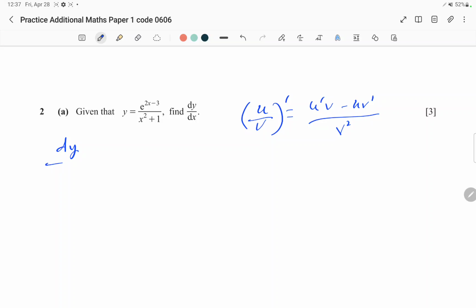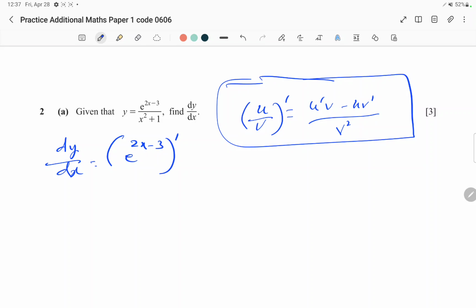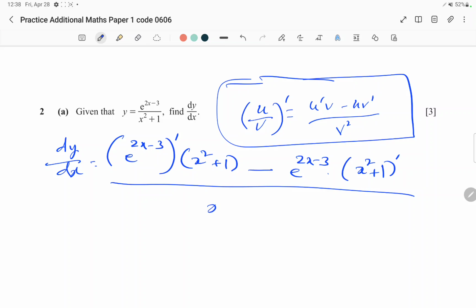Now here we will apply dy over dx. It means e to the power 2x minus 3. Now I'm writing in terms of dash, using it as the symbol for differentiation. So e to the power 2x minus 3 dash, and then x squared plus 1 I will keep as it is, then minus sign, and then e to the power 2x minus 3 times x squared plus 1 dash, over the denominator, which is x squared plus 1 whole squared.